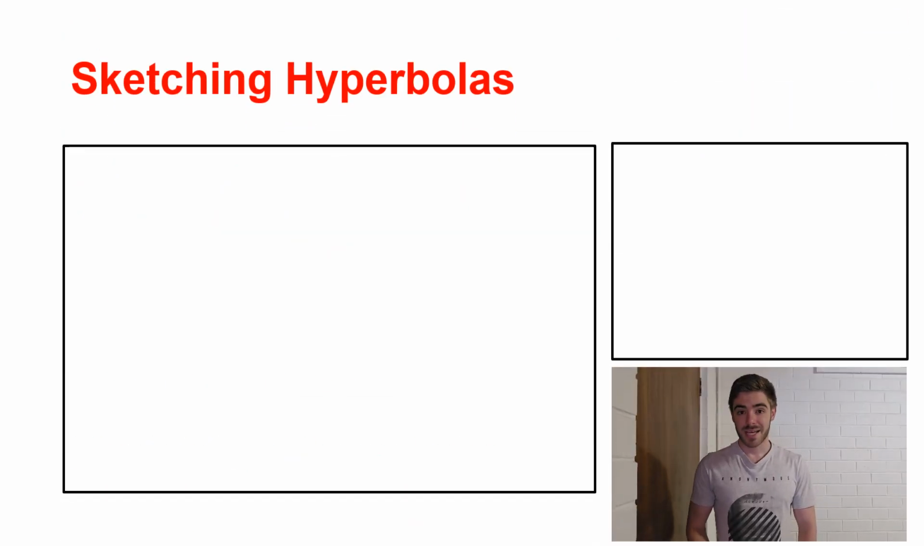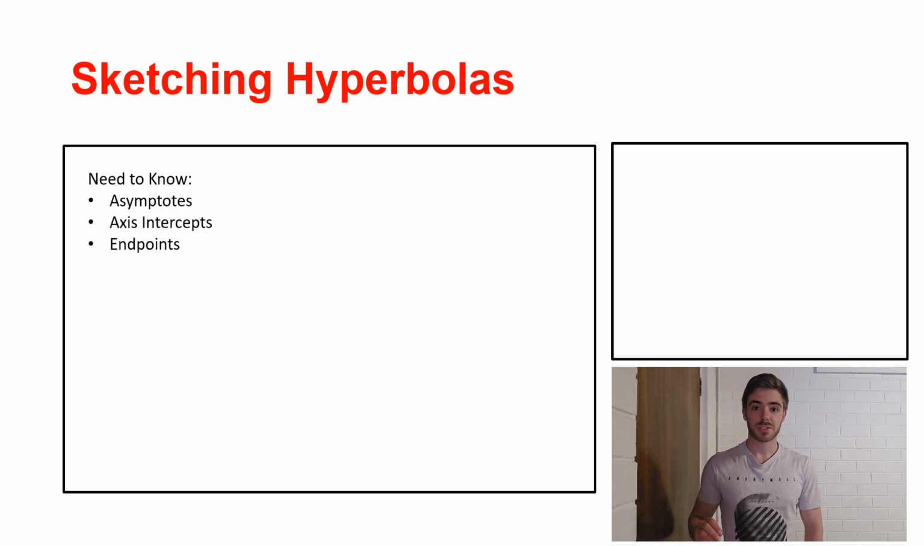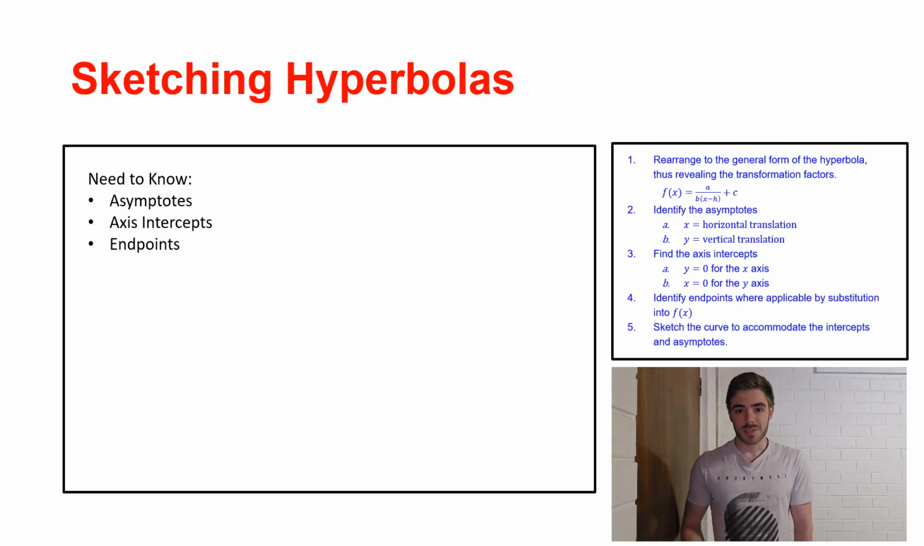So, when it comes to actually sketching these by hand, there's 3 things you need to know. The first is going to be where the asymptotes are, the second is going to be where the axes intercepts are, and the third is optional. If you have a restricted domain, you're going to have to figure out where the endpoints are. We can use the following framework to help us out when it comes to sketching these hyperbolas by hand. Let's have a look at an example.